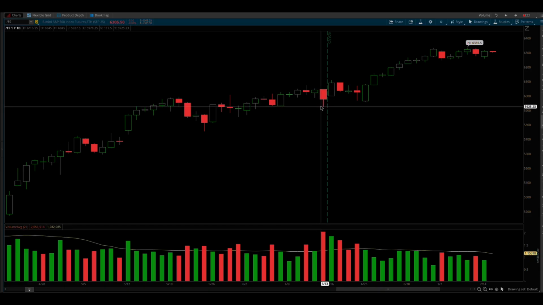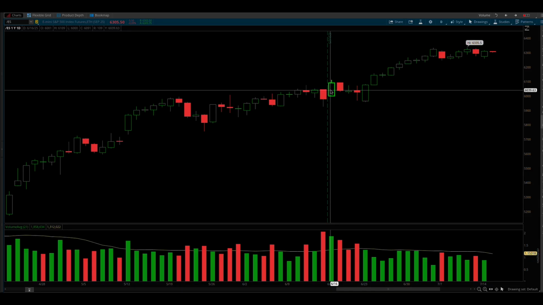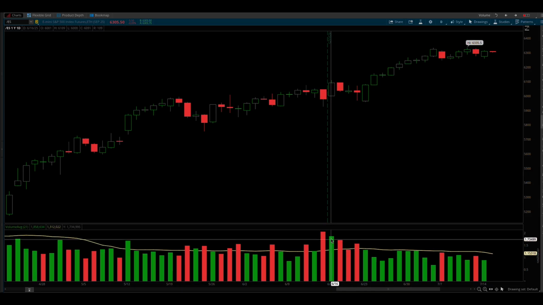This came down, but we caught some support down here. Here's a breakout. You could have used this as a breakout. We got this big green candle.